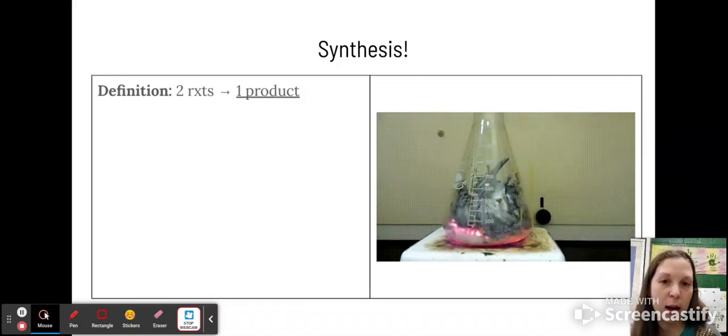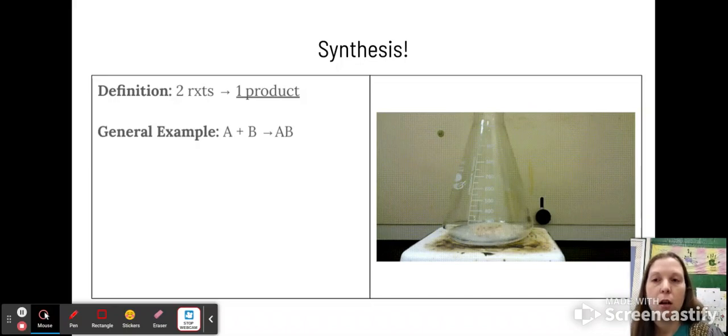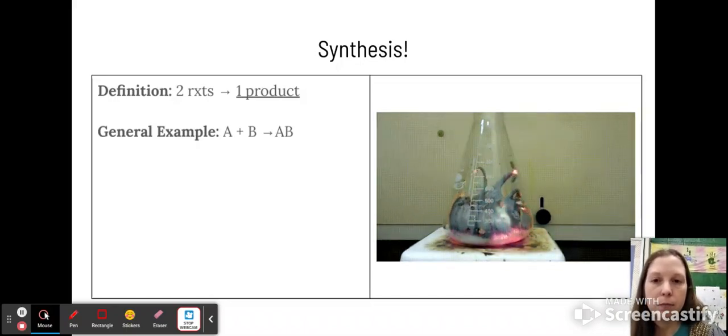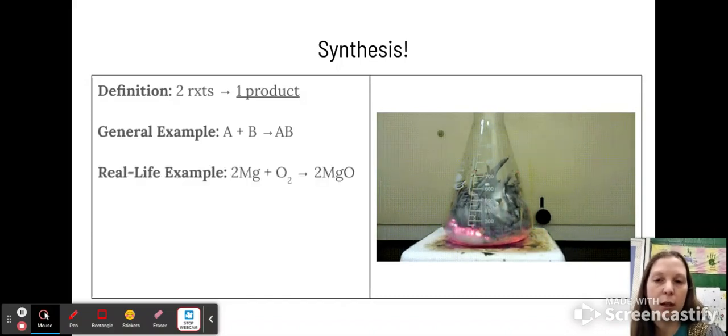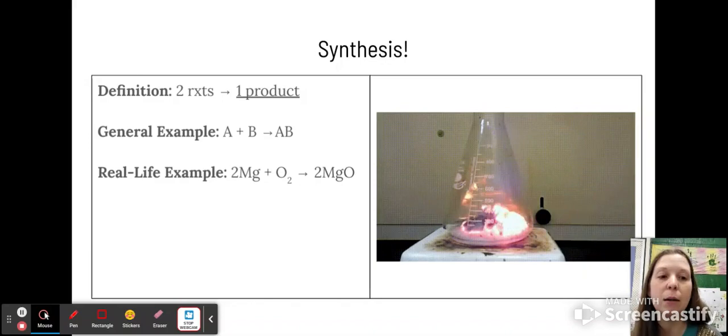And the reason I have one product underlined is that's what's a dead giveaway that we have a synthesis reaction. Our general equation for this is A plus B yields AB, because the two individual reactants came together to form one product. And a real life example of this in your notes is 2Mg plus O2 yields 2MgO. So as you can tell, I did balance this.